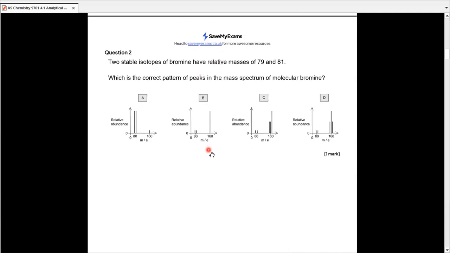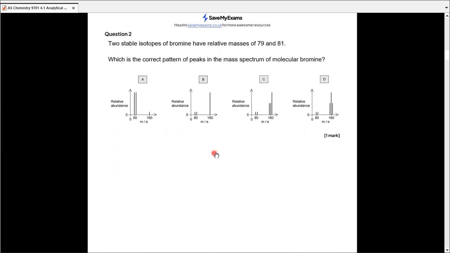Two stable isotopes of bromine have relative masses 79 and 81. Which is the correct pattern of peaks for the molecular peak? Two stable isotopes. D. By D.